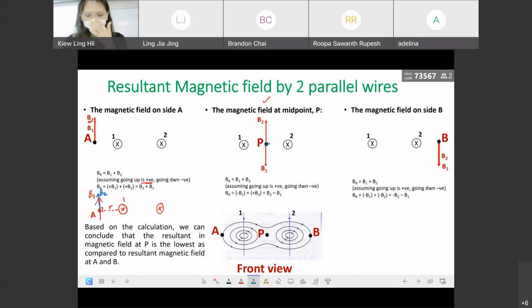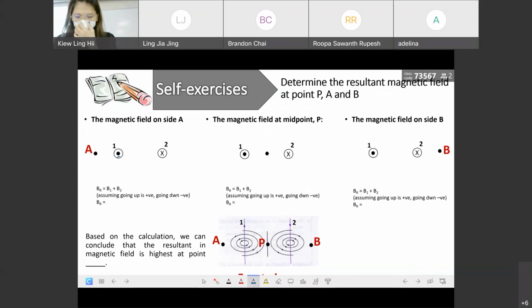So if you use the same method to look for the magnetic field at these three regions, you will discover that the magnetic field on sides A and B will be higher because it is the summation of B2 plus B1, whereas at P here, the magnetic field is the lowest. Why? Because it is the minus, B2 minus B1, the difference between B2 and B1. So this one, when we change the directions of the wire, check your answer on the pre-lecture video.